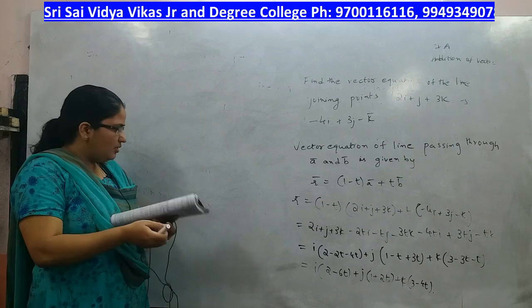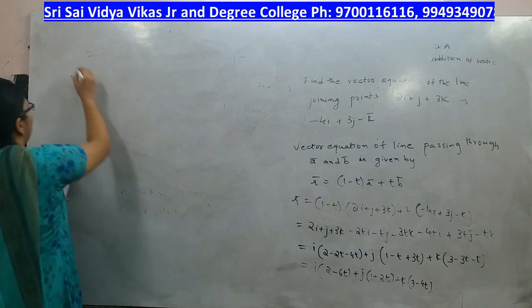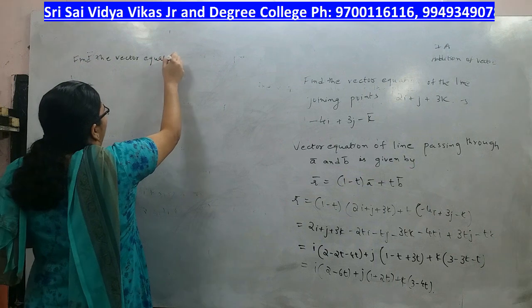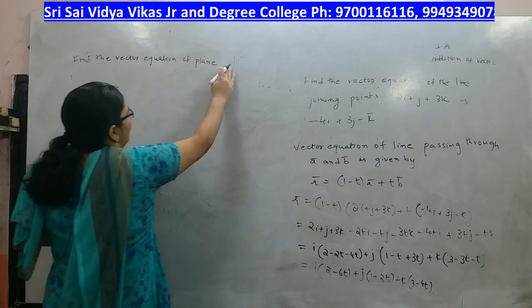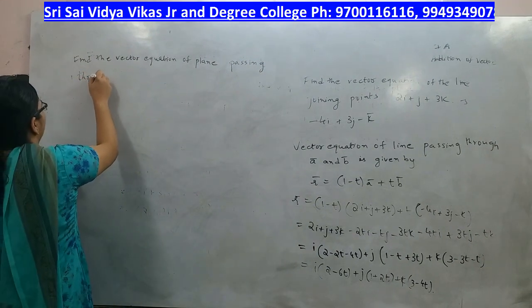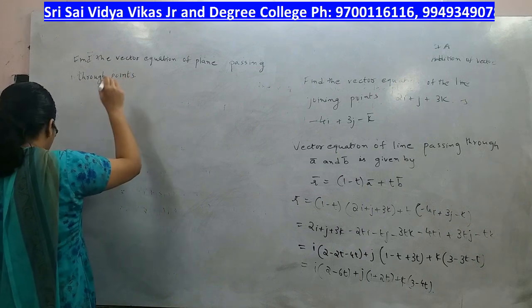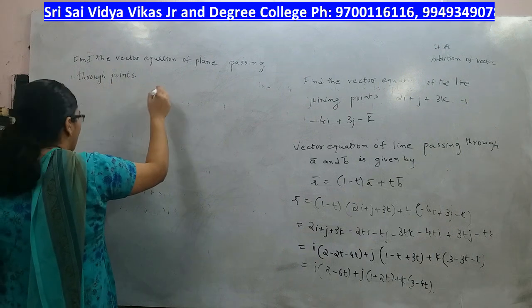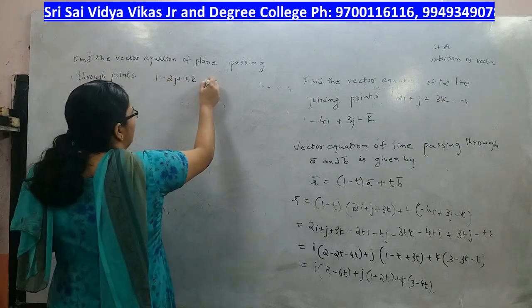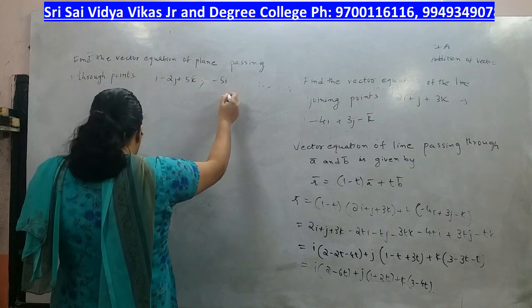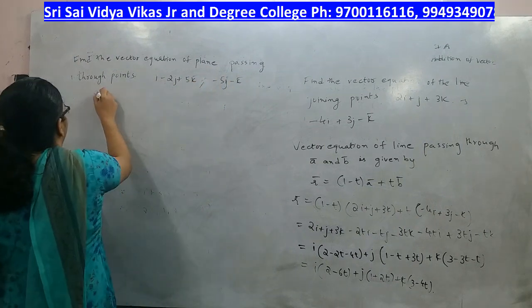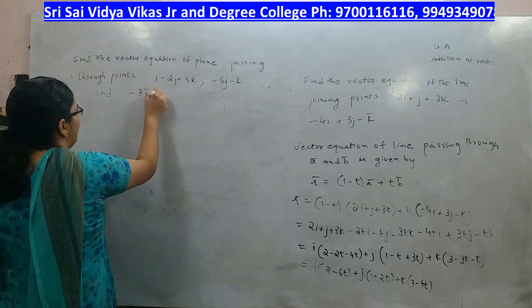Find the vector equation of the plane passing through points i minus 2j plus 5k, minus 5j minus k, and minus 3i plus 5j.